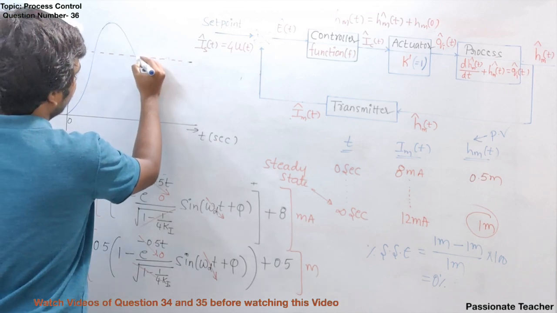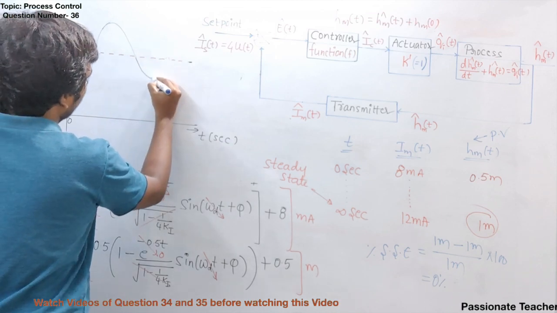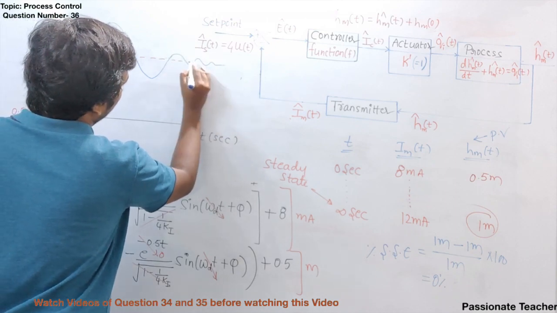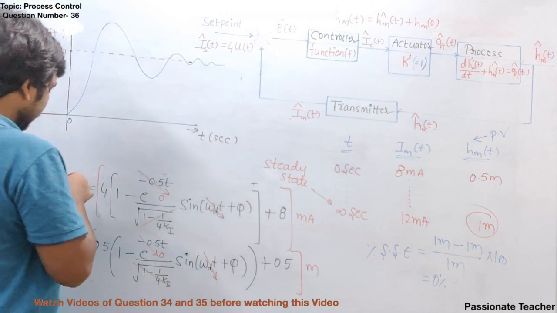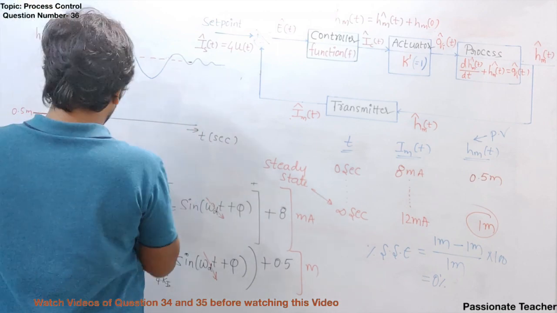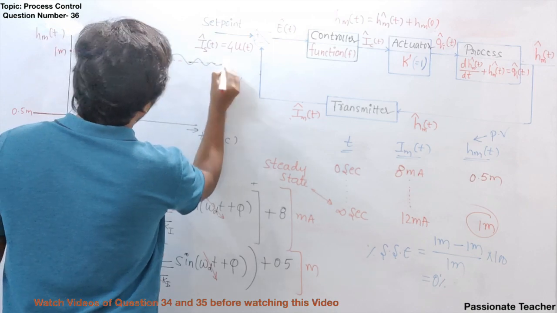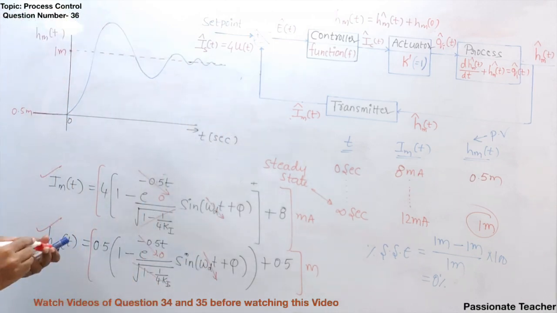So sometimes it will be less, sometimes it will be more, and it is going to oscillate like this, and finally it will come back and reach the required value. This is how the water level in the tank varies with respect to time. Here finally it is going to reach the required value. Now have you understood here?